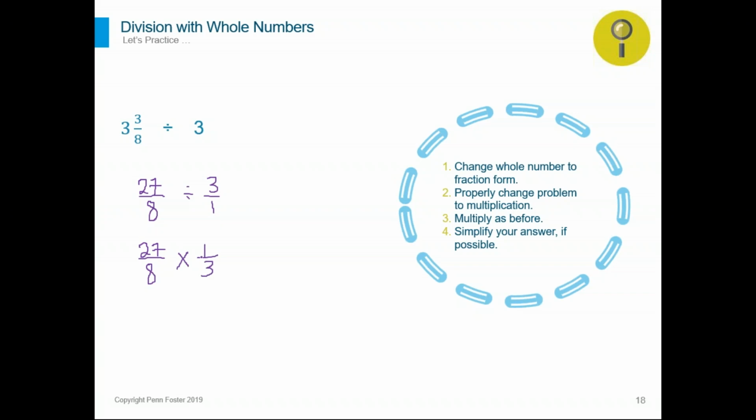Now find any common factors you may find. I see 27 and 3. 27 is a multiple of 3, so divide both by 3. 27 over 3 is 9. 8 is unchanged, times 1 over 1. Multiply across, your answer is 9 over 8, or if you want to put your answer in mixed number form, it's going to be 1 and 1/8.